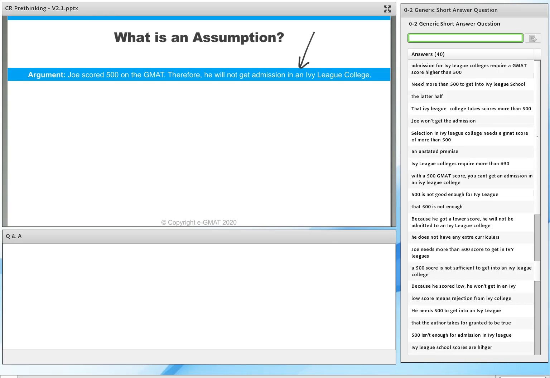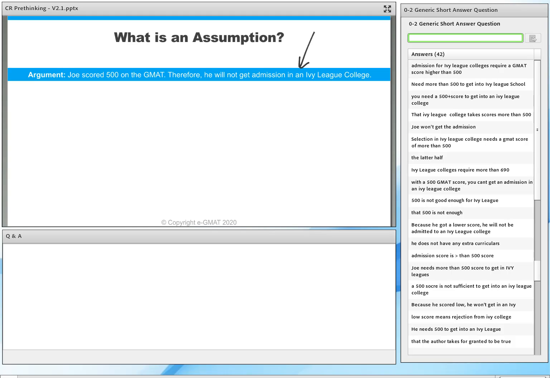Okay. All right. So you can really see most of you have given a really good answer. Folks have said admissions to Ivy Leagues require a GMAT score higher than 500. A score of 500 is not sufficient to get into any Ivy League school, and so on and so forth.